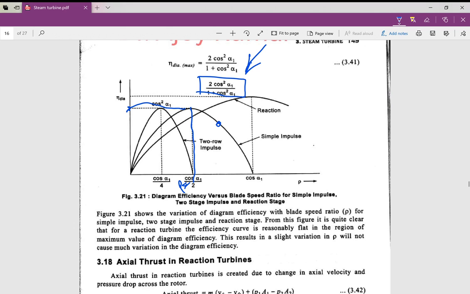Now in reaction turbine, when blade speed ratio reaches this value, rho reaches this value, that is cos alpha 1, we get the maximum value of efficiency, that is this much. So we can say that reaction turbine is more efficient than a simple impulse turbine. The reason is that in reaction turbine the number of stages is more compared to simple impulse turbine.